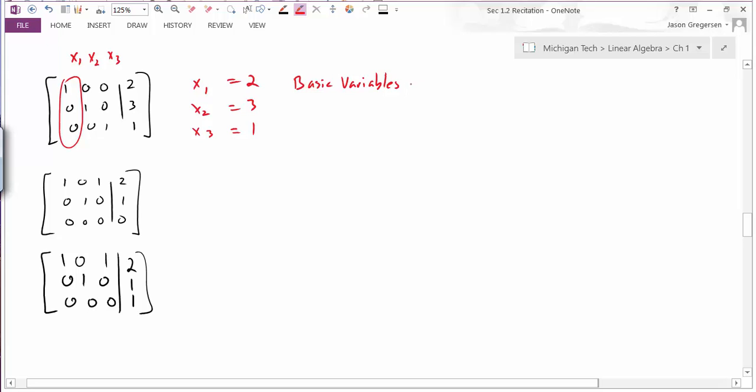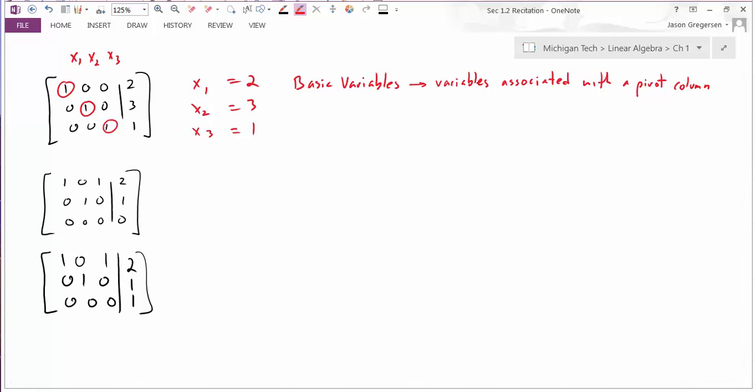What are basic variables? Well, these are variables associated with a pivot column. So I see that all 3 of these columns are pivot columns because they all have a pivot position. These are the leading entries of each row, therefore these are pivot positions. Each one of these columns has a pivot position, so the variables for those columns are defined to be basic variables. Now if I'm defining those to be a special kind of variable, there must be other variables. And so the related variables would be free variables.